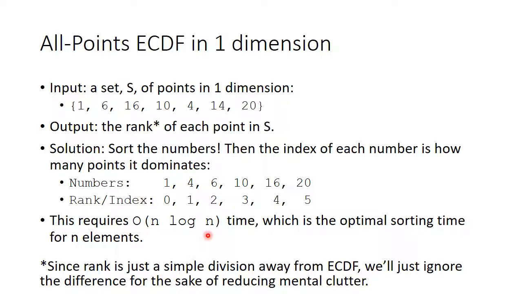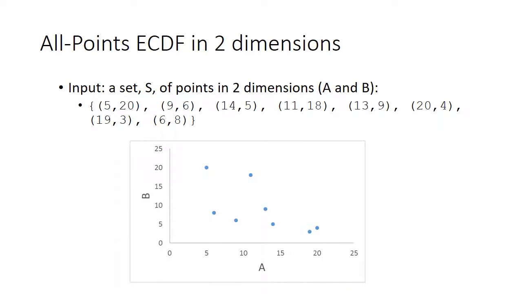And this requires the optimal sorting time, which is commonly known to be n log n time, where n is the number of elements in S. So that's a great runtime. It's a very efficient solution for one dimension. So building on that, let's see if we can't sort out performing the all points ECDF in two dimensions. Then we'll step it up one dimension from the previous solution.